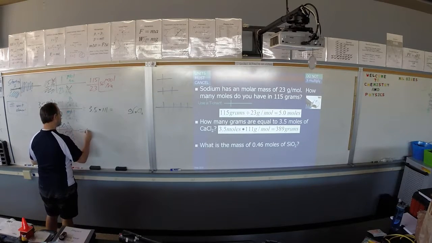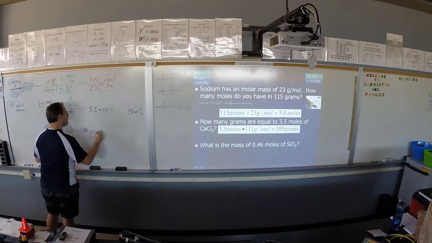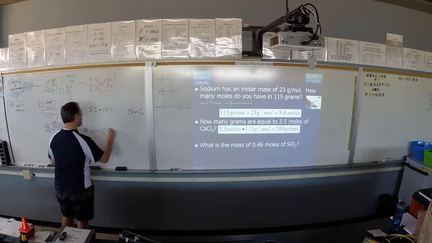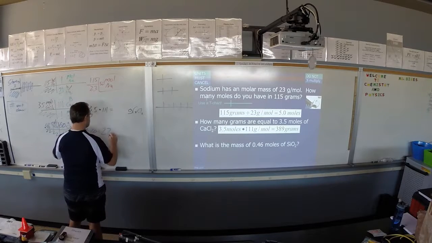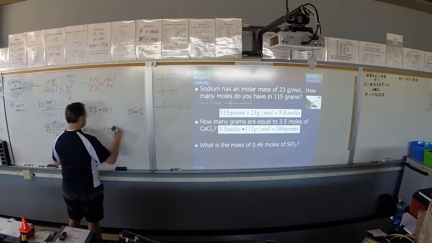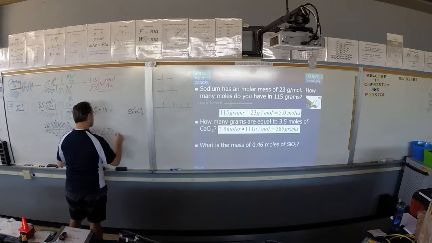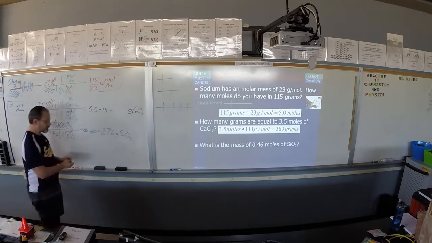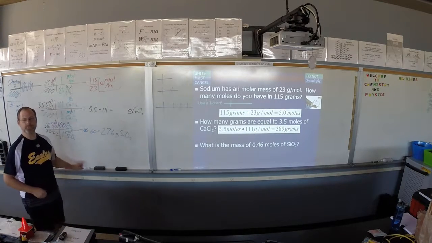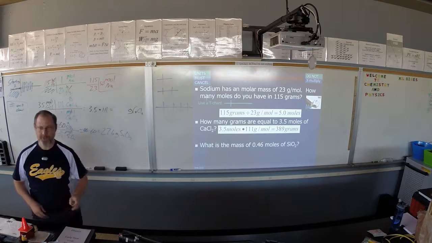What is 0.46 times 60? 27. 27, and the unit is? 0.6? 0.6. And grams silicon dioxide. Mr. Byers, is the unit important? Yes, the unit is important.